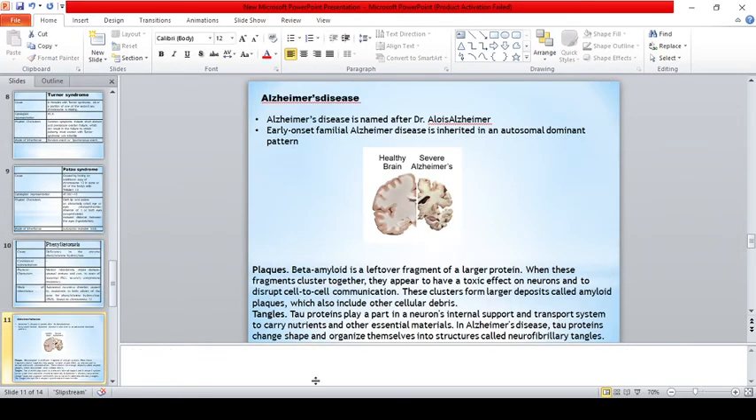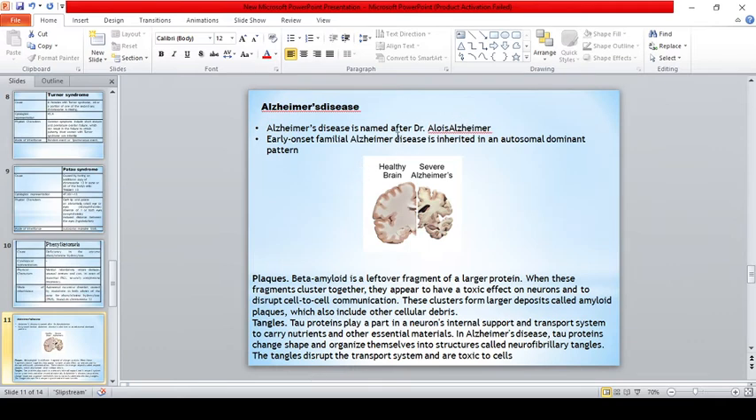The next disease is Alzheimer's disease. Alzheimer got its name from the person who discovered it when he was examining a patient's tissue sample. He could identify these kinds of substances, which is very important from the exam point of view. The mode of inheritance of Alzheimer's disease is autosomal dominant pattern.